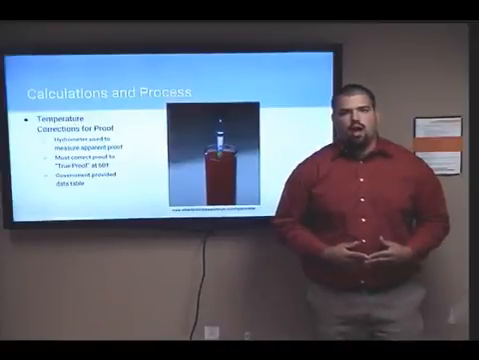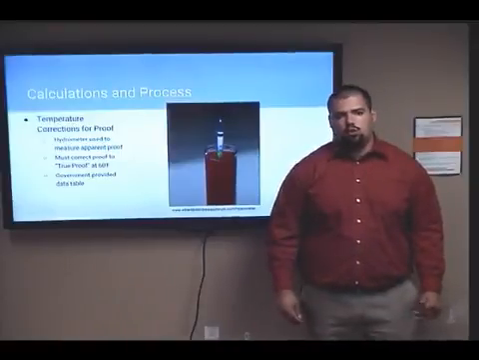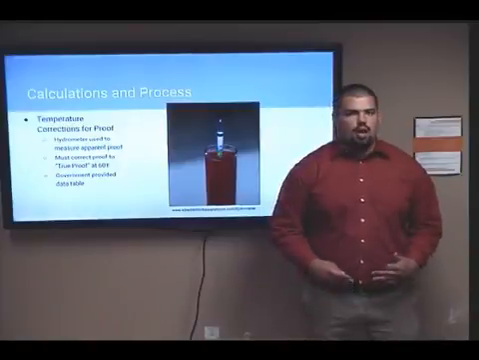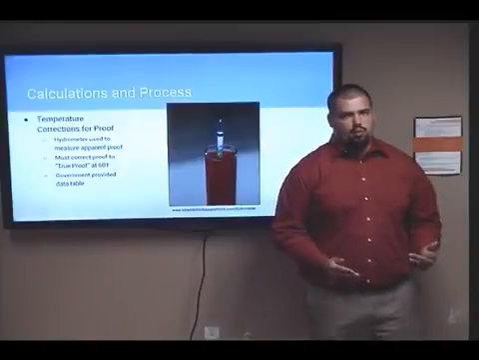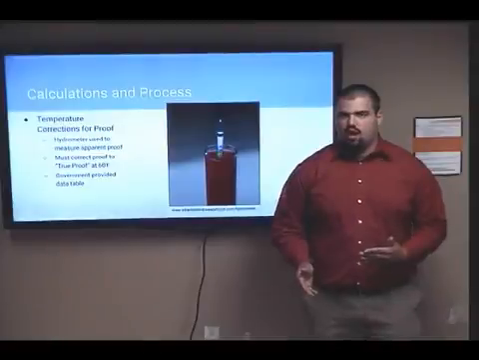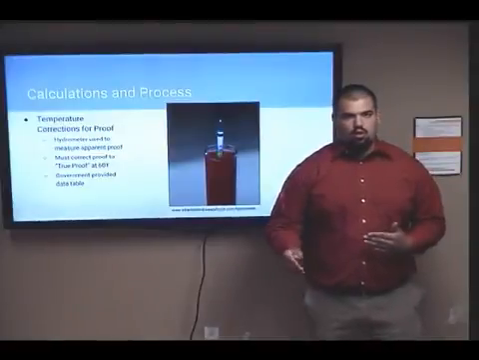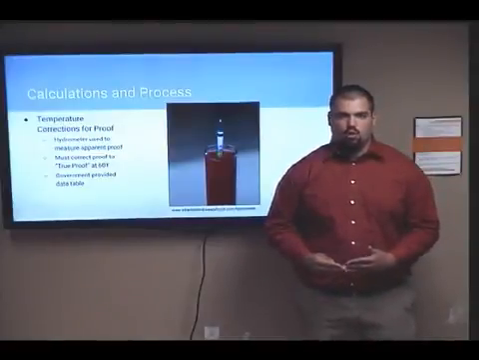The government provides a data table in order to correct for this. So say we had a spirit at 70 proof, but it was 65 degrees, we could go to the intersection of the government given table in order to correct for that.